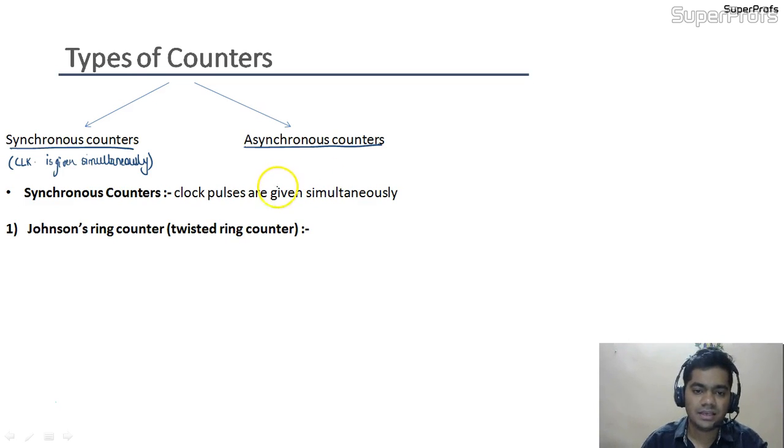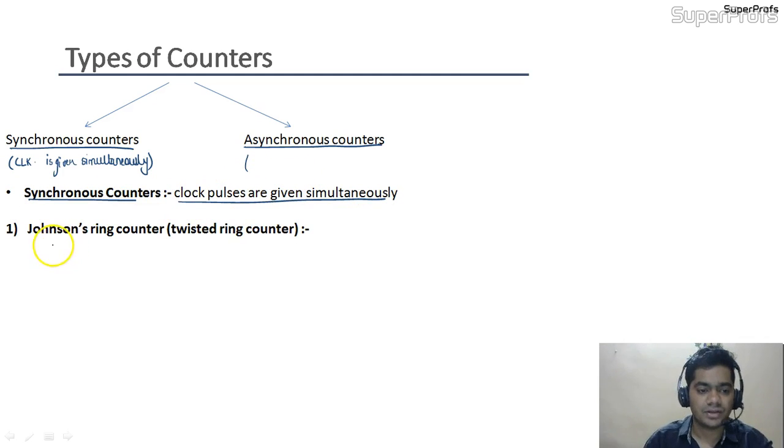Similarly, if we are taking asynchronous counters, then we are not giving the clock pulse simultaneously to all the flip-flops. It means that if a flip-flop is given a clock pulse, then the clock pulse or the triggering for the next flip-flop would be available from the previous flip-flop's output. So this is synchronous counters and asynchronous counters. You can write the definition also. For synchronous counters, clock pulses are given simultaneously.